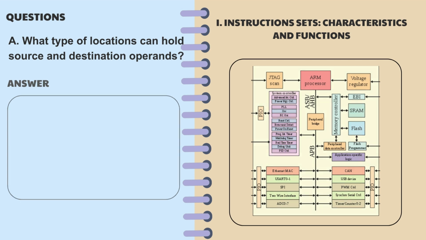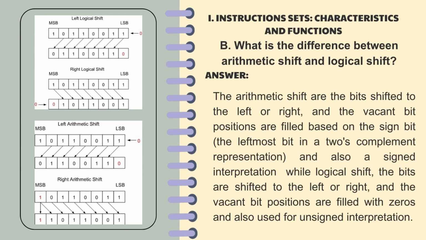Next, letter B. What is the difference between arithmetic shift and logical shift? Answer. In the arithmetic shift, the bits are shifted to the left or right, and the vacant bit positions are filled based on the sign. It also has signed interpretation, while in logical shift, the bits are shifted to the left or right, and the vacant bit positions are filled with zeros.